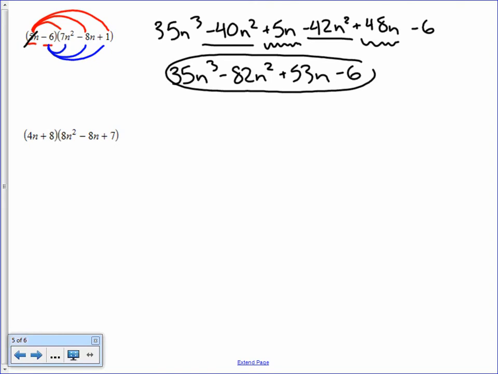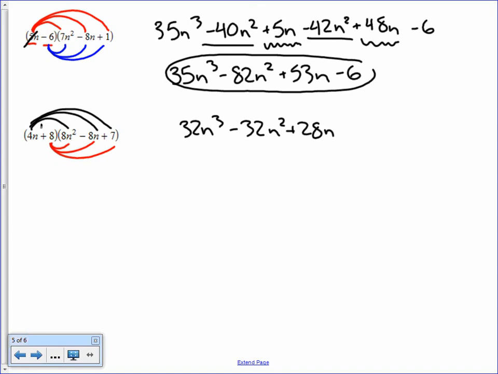All right, so let's do one more. Again, take the 4n, distribute it to every piece. Likewise with that 8, I'm going to distribute that to every piece in the other set of parentheses. So 4n times 8n squared, that's going to give me 32n to the third. 4n times -8n, it's going to give me a -32n squared. 4n and 7 gives me a 28n. So we're done with the 4n. Now the 8 through, so that's going to give me a 64n squared minus 64n plus 56.